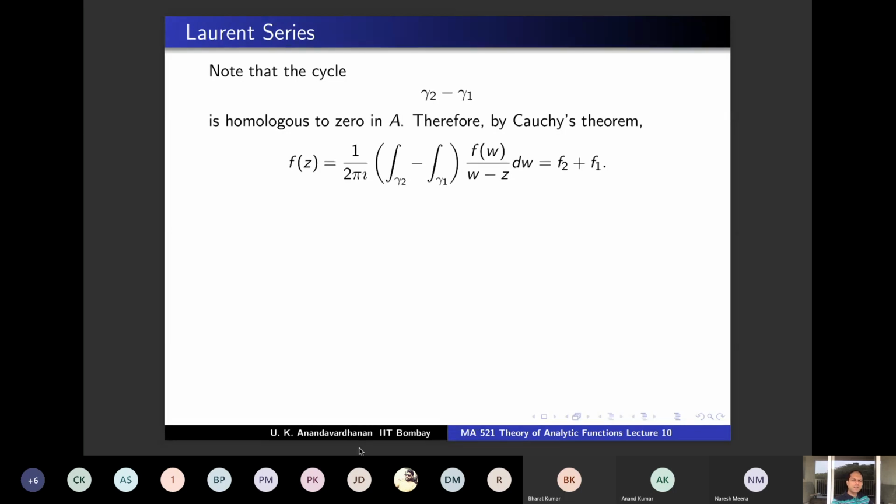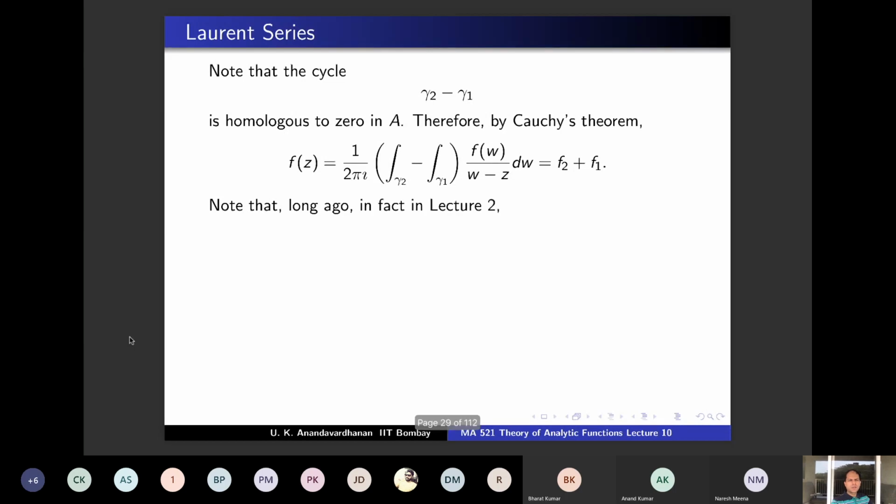And this I'm going to write as F2 plus F1, where F2 is the first function, 1 by 2 pi i integral over gamma 2 of this thing, and F1 is minus 1 by 2 pi i integral over gamma 1 of this thing. Okay. And we are going to show that F2 and F1 are nice holomorphic functions in certain regions. So let's see F2 first. We have seen this already, but recalling.